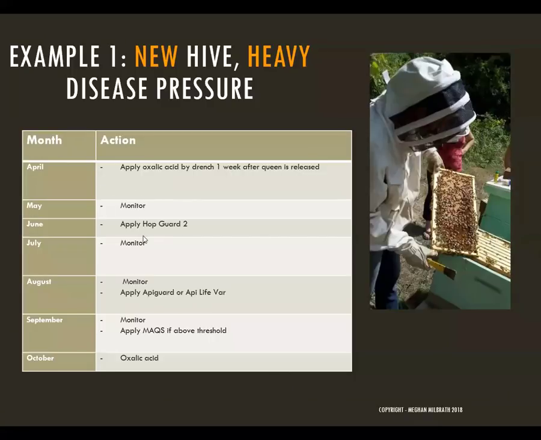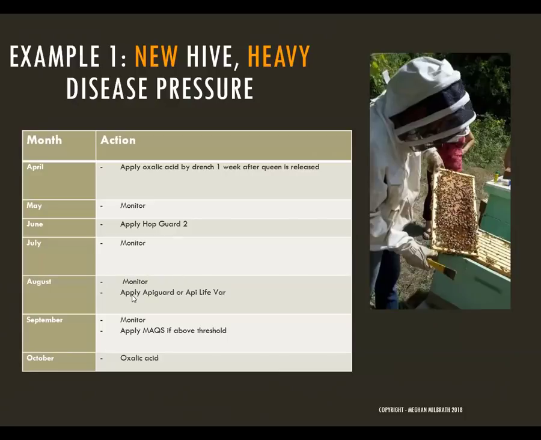In May, we monitor, and in June, we put in our HopGuard 3. That's because we're assuming, like I talked about in the Varroa Dynamics video, that there are mites coming in throughout the whole season. HopGuard is our option that we can use with honey supers on, and that's a little less effective. And then in July, we're monitoring.